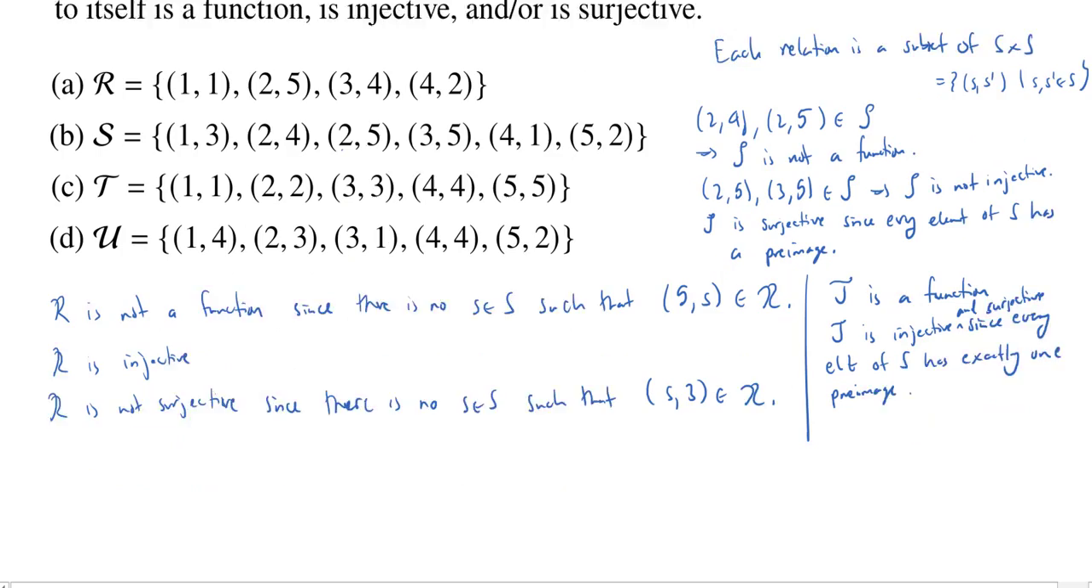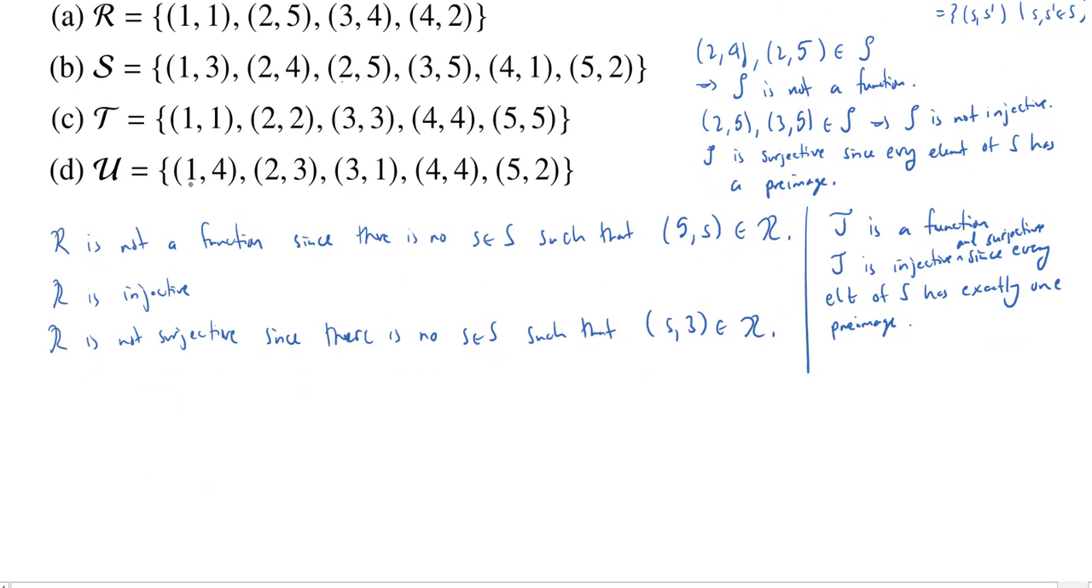Okay, what's the last one? U. So let's check again here. So we have 1, 2, 3, 4, 5. So every element is sent to exactly 1. So U is a function since every element of S has exactly one image.